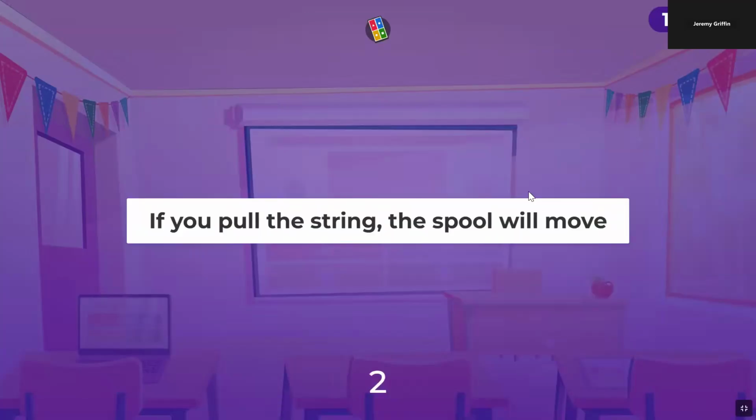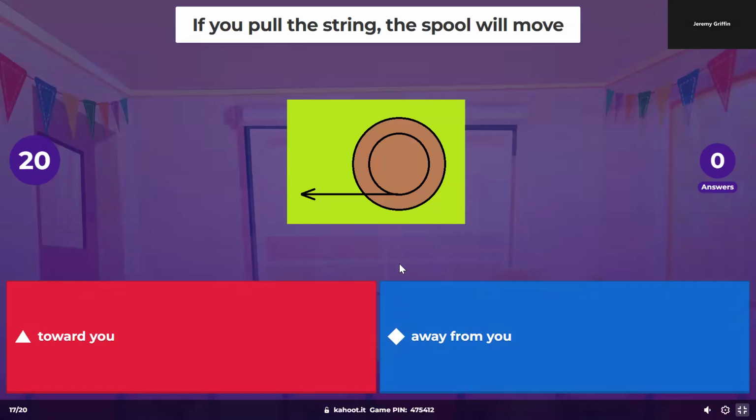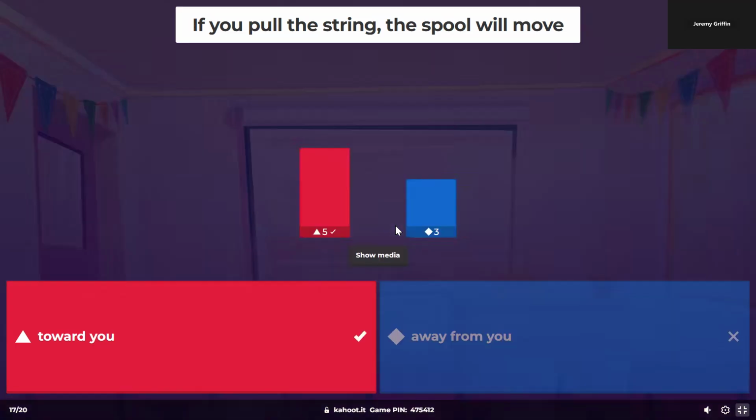Right. I think I'm gonna change the picture here. So same thing as before. The table surface is down here. Pull to the left. Yeah, still goes to the left.